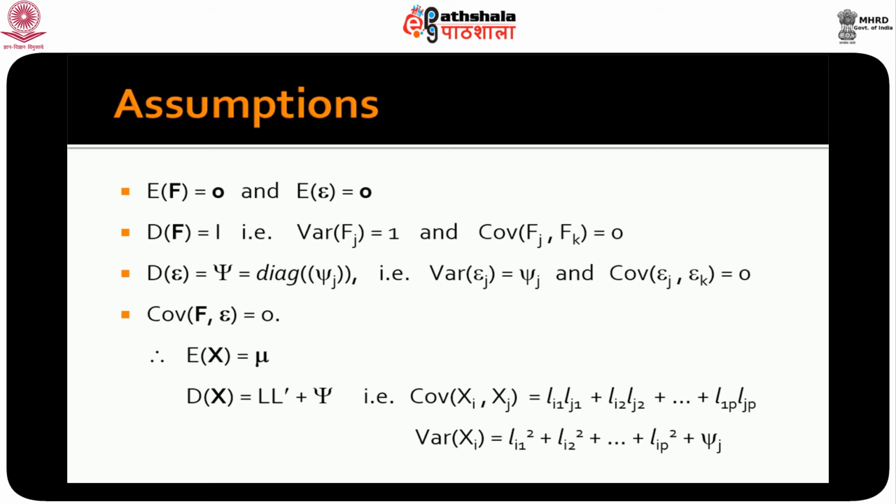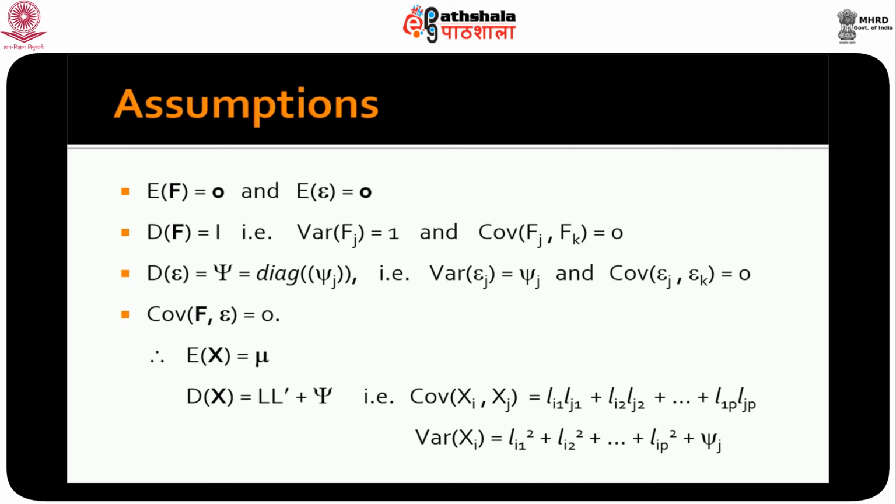Now, in this case, it reduces to expectation of x is equal to mu and the covariance of x is equal to L L prime plus psi. We will call this sigma. This really means that if you look at the covariance between xi and xj, then it would be given by Li1 into Lj1 plus ... plus Lip into Ljp. So, it is basically the ith row of L, and it is the product sum with the jth row of L. That would be the covariance.